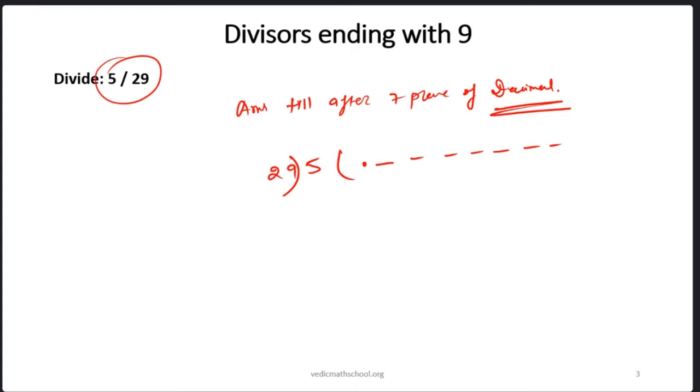0.172413. 0.172413. That is only 6 digits. Doing the next one, one minute. Give me one second. 4137. Finally you have 1724137.